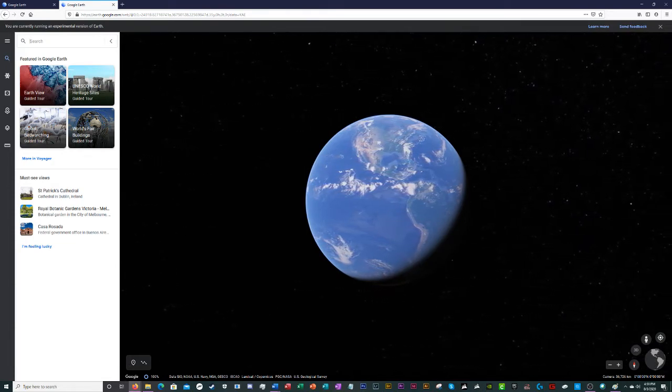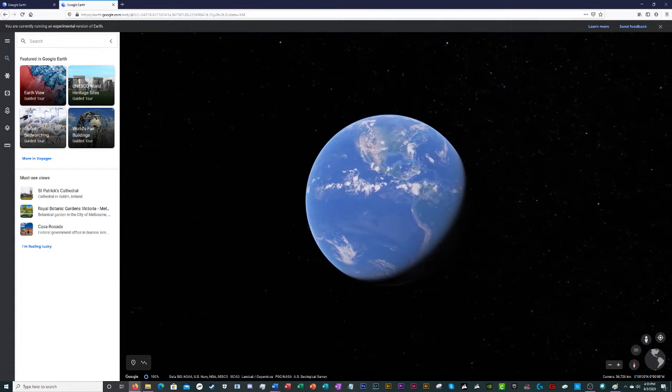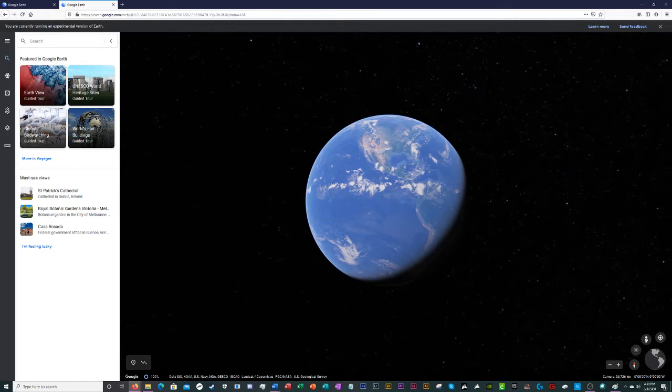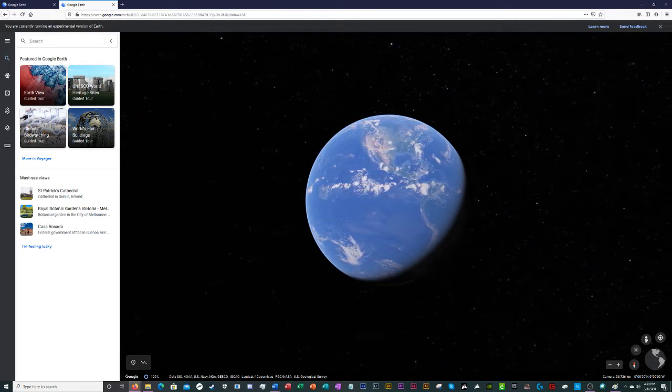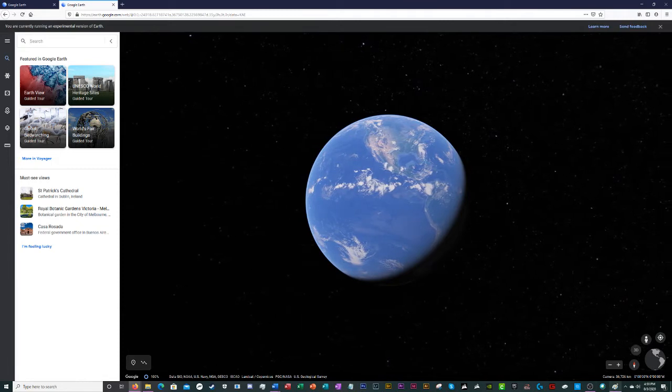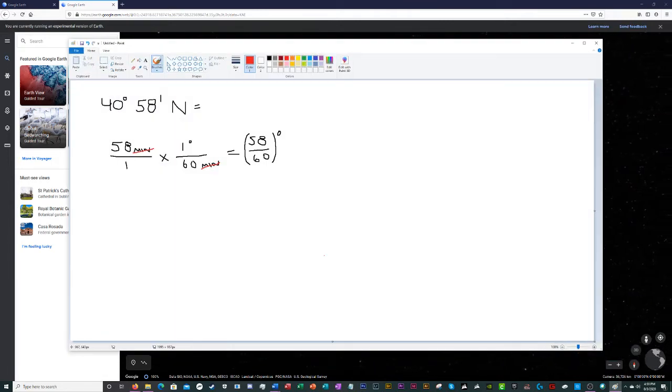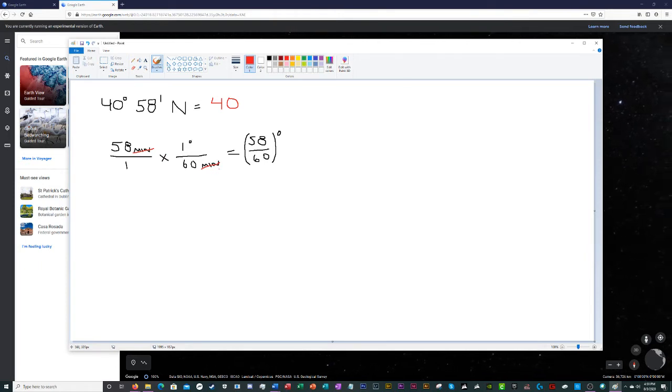So we've got degrees and minutes here for both latitude and longitude. And in order to get these minutes into a decimal of a degree, a fraction, we're going to have to convert. And it's a really simple conversion. I know this isn't a math class, but here our first one for latitude is 40 degrees and 58 minutes north. 40 is already a degree, so we can just leave this as 40 degrees. We have our 58 minutes over our standard 1. We're going to multiply that by 1 degree, which breaks down into 60 minutes. Our units cancel off here, and we're left with 58 sixtieths of a degree.